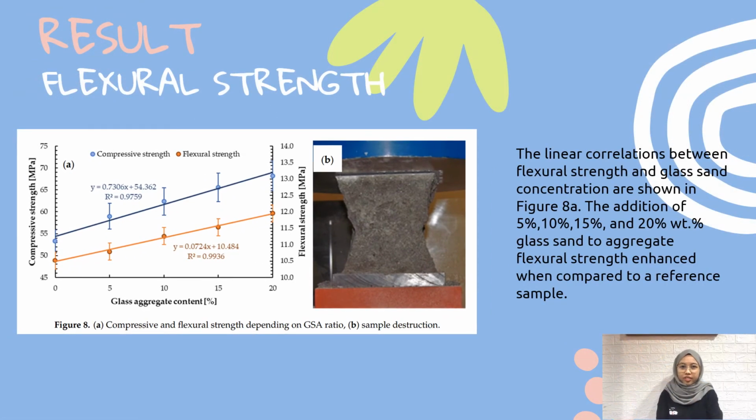Results of flexural strength. From Table 5 that has been shown before, the flexural strength increased as the weight percent of the glass aggregate increased. Figure 8a shows the linear correlation between flexural strength and glass sand concentration. With the addition of 5%, 10%, 15% and 20% weight percent of glass sand aggregate, flexural strength increased compared to the reference sample by 2.9%, 7.6%, 9.5% and 14.3% respectively.